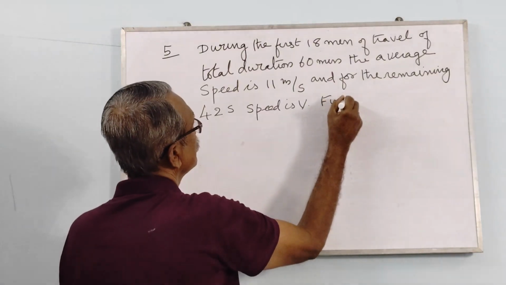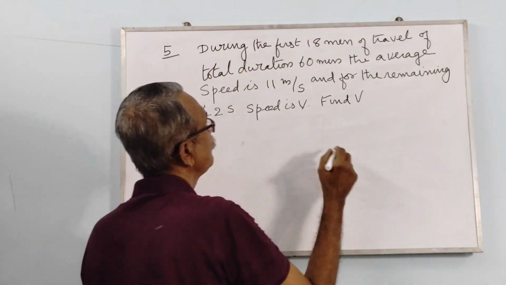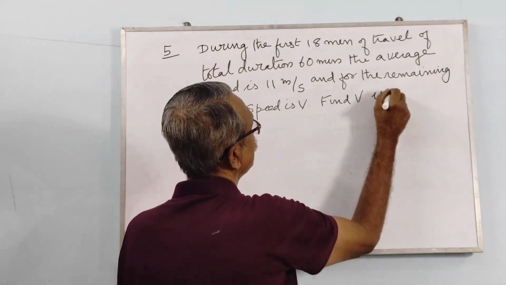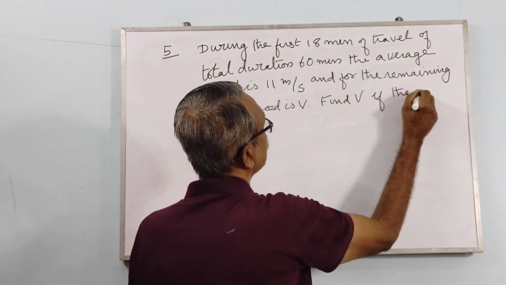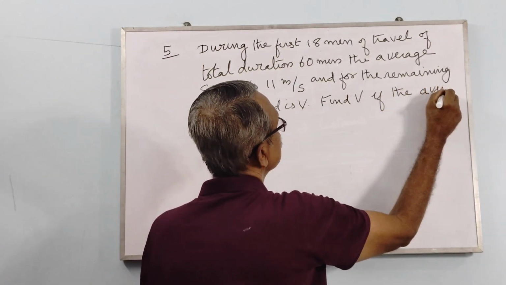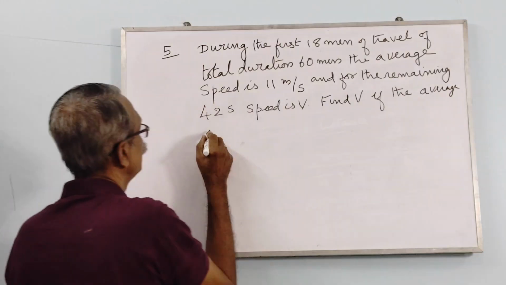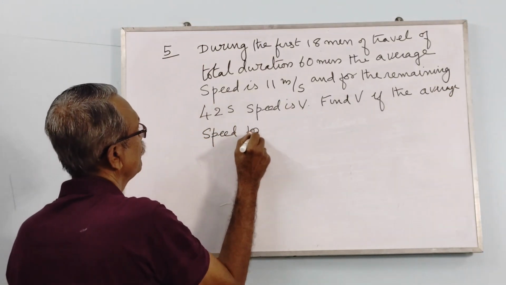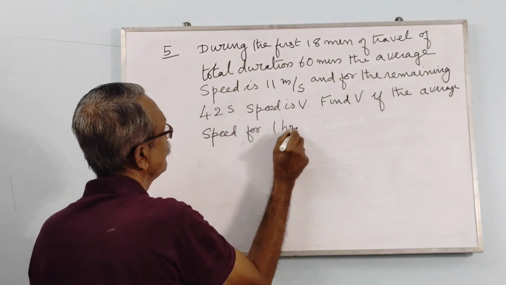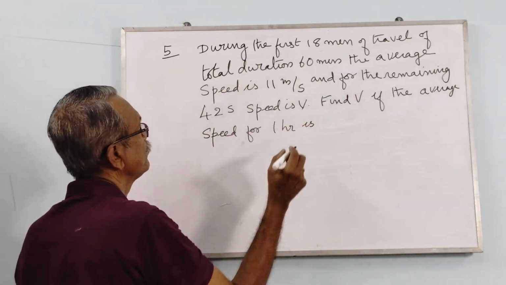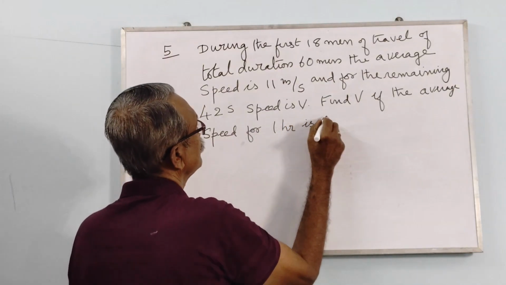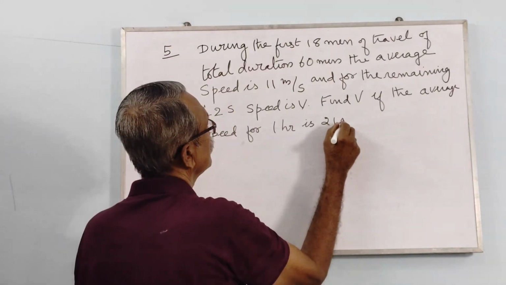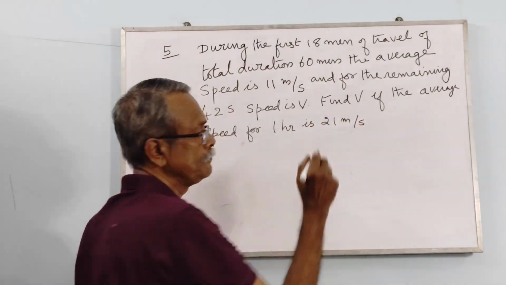Find V if the average speed for 1 hour is 21 meter per second.